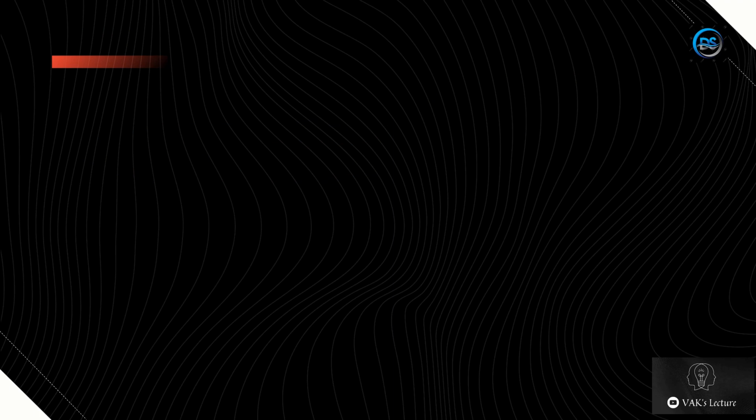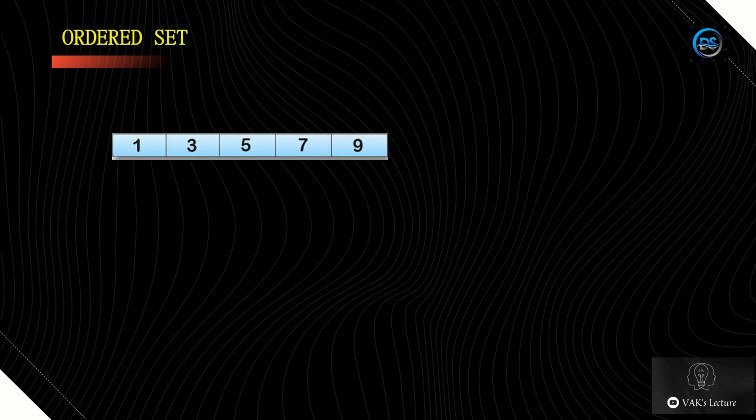And then the next one is ordered set. Ordered set means that every element will be in a sequence and every element will be denoted by a number or an index. For instance, the first element will be in the first position, then the second element will be in the second position, and then third one, and then fourth one, and then fifth one. This is an ordered set, which means that every element will be arranged in a sequence.